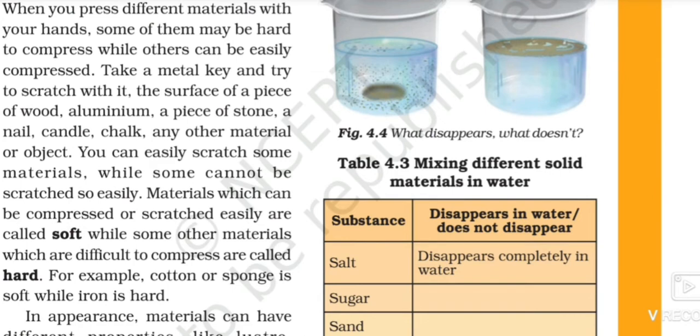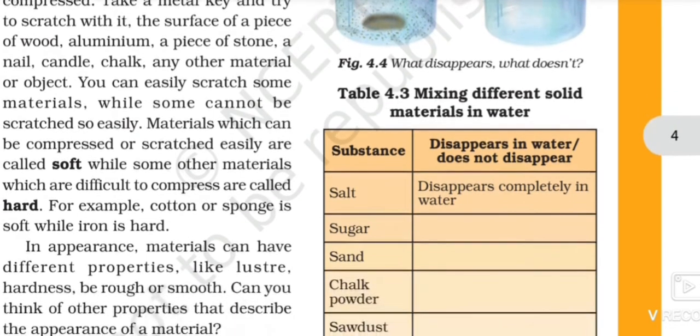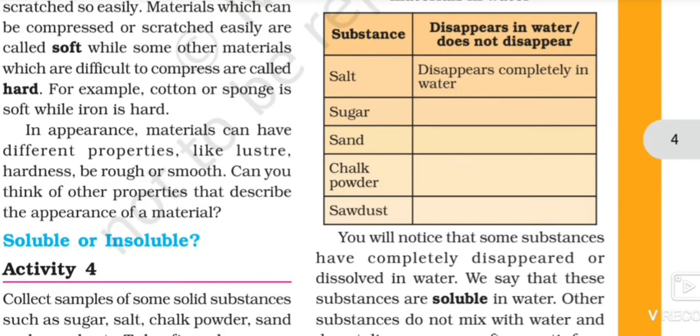Materials which can be compressed or scratched easily are called soft materials, while materials which are difficult to compress are called hard materials. For example, cotton or sponge is a very soft material, while iron, wood, some of the metals, aluminium, plastic are very hard materials. In appearance, materials can have different properties like luster, but also be rough or smooth. Can you think of some of the properties that describe the appearance of the material?